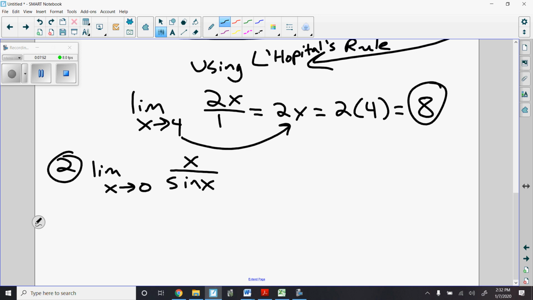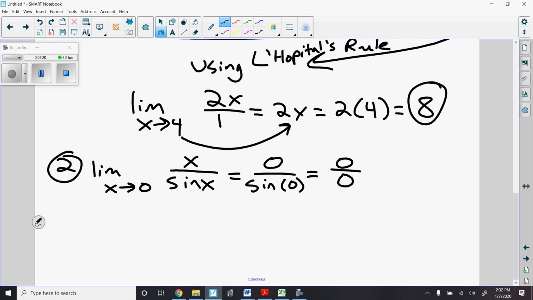Well, if we're going to use L'Hopital's rule here, you can't just do the derivative right away. You have to first show that this is a 0 over 0 scenario. So plugging in 0 for x, we get a 0 on top, and we get sine 0 on the bottom. We know that sine of 0 equals 0, so we get 0 over 0. So we're in that indeterminate form where L'Hopital's rule can apply.